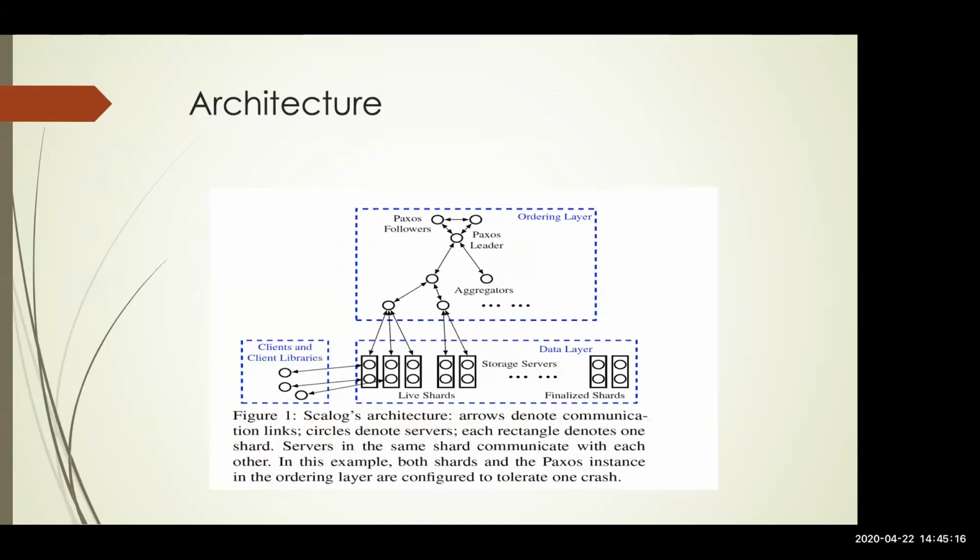Then this is the architecture of Scalog. This is the ordering layer, this is the data layer, and this is the client. We'll go into detail on each layer.